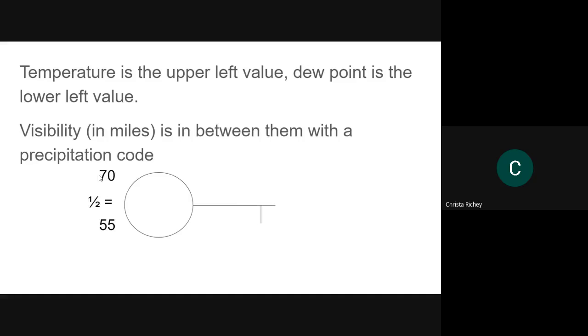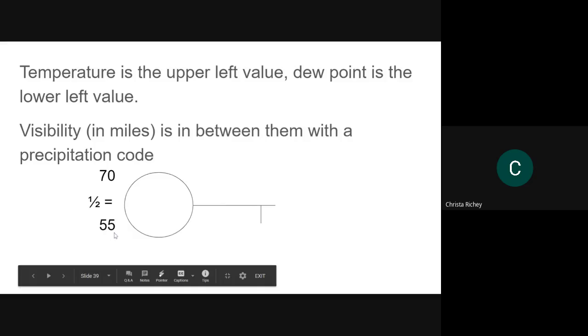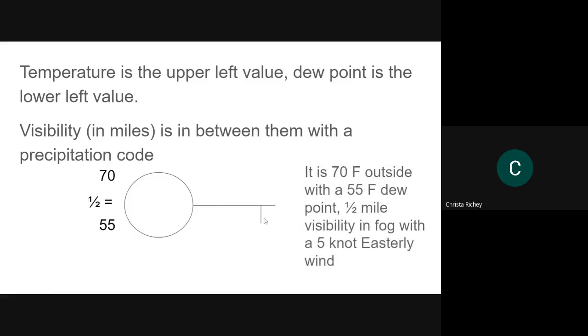The temperature is 70 Fahrenheit. We've got 55 Fahrenheit for the dew point. It is blowing out of the east. This is not on the end, so this represents 5 knots. But all of that is read off of this.